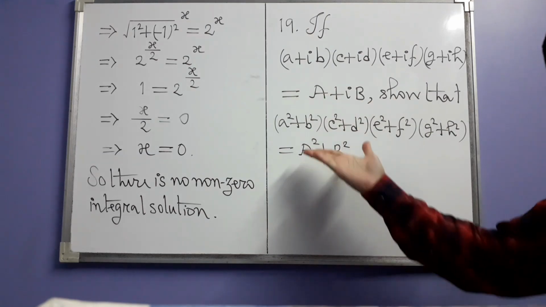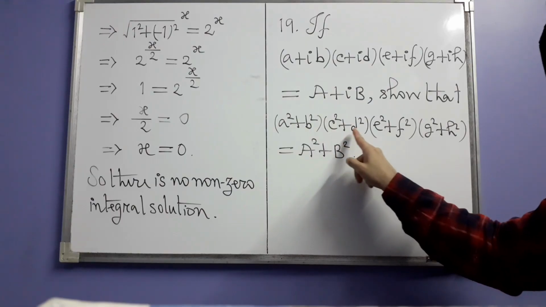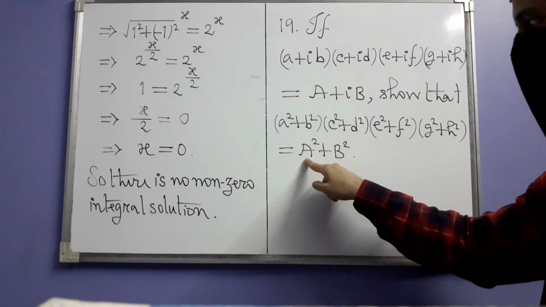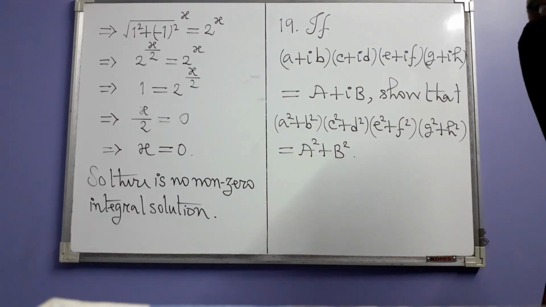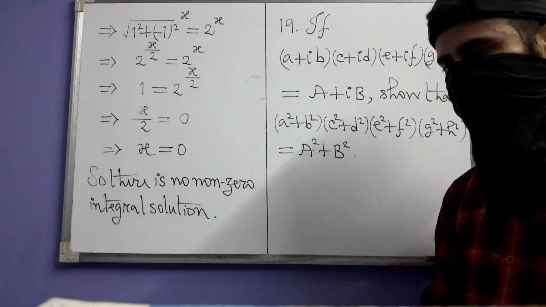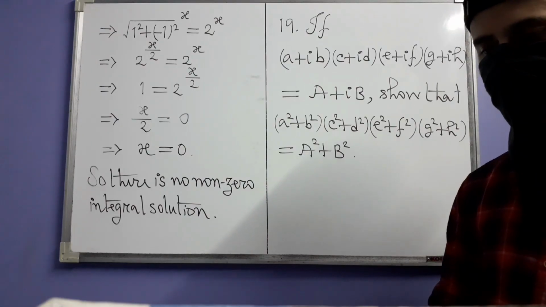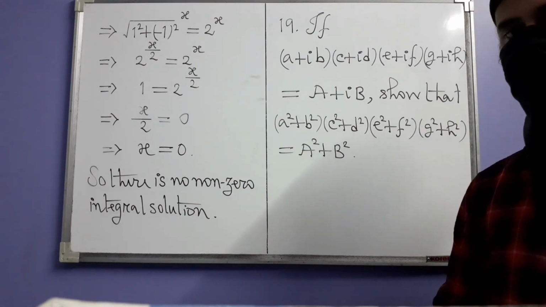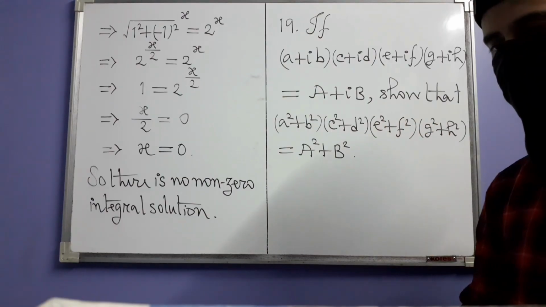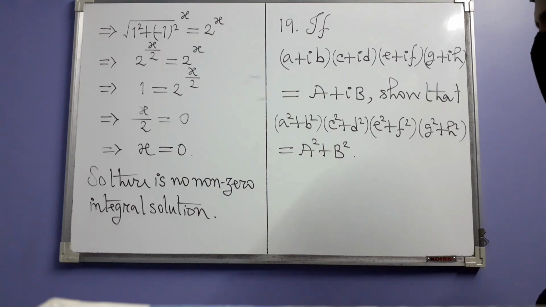You then have to prove this: a square plus b square times c square plus d square times this is equal to capital A square plus capital B square. It looks like a failed attempt at creating a problem which is worthy of being a miscellaneous problem, I mean which looks very complicated, but actually it's extremely easy. So from that point of view, it's a little foolish also.